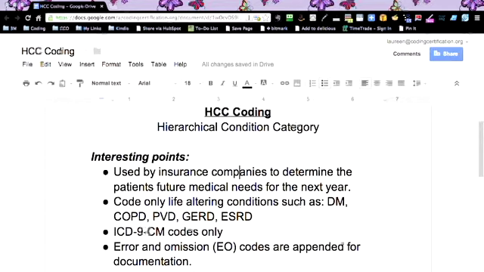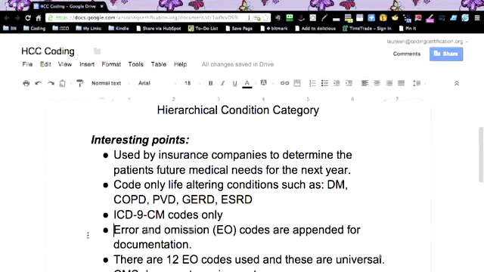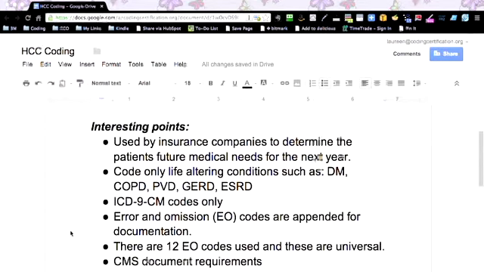The interesting point about this is it's used by insurance companies to determine the patient's future medical needs for the next year. So say you have a person that has just been diagnosed with diabetes. The money that they need to set aside for that patient for the next year because they're diabetic changes from the point before they were diabetic. So they're kind of projecting by ICD-9 codes what the needs are for that patient for the new year.